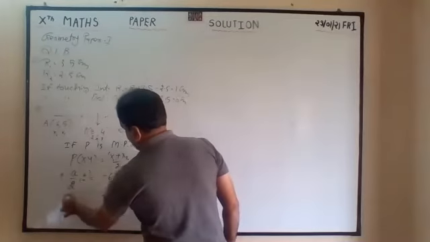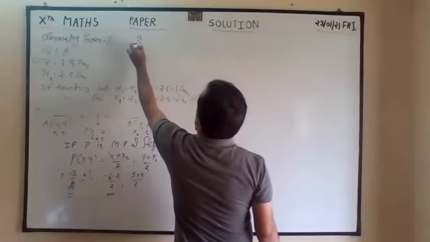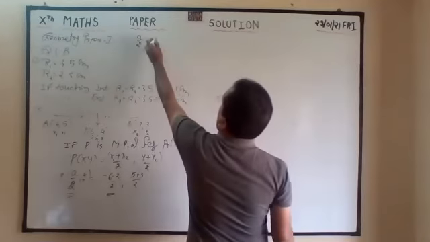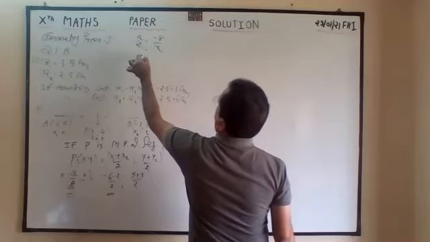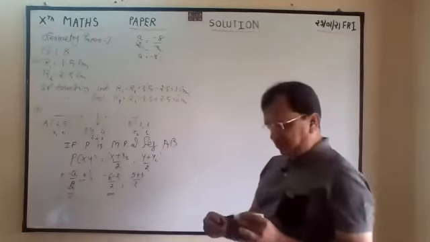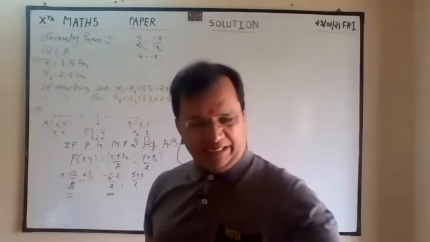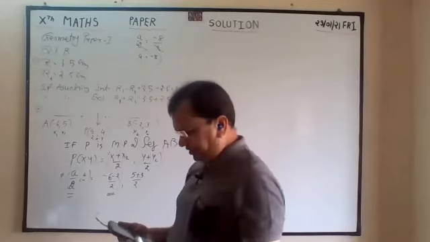So we will compare the first part with the first part. A by 2 is equal to minus 8 by 2. Directly you can answer this. No need to do the cross product. So your A is equal to minus 8.